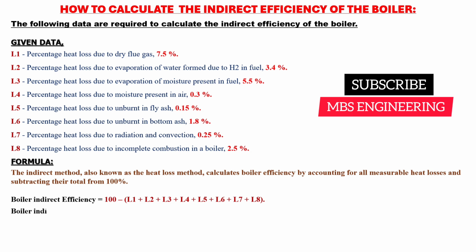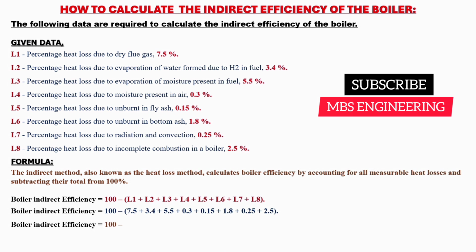Apply the given data to get the boiler indirect efficiency is equal to 100 minus sum of the given heat losses, 7.5 plus 3.4 plus 5.5 plus 0.3 plus 0.15 plus 1.8 plus 0.25 plus 2.5. Next, the boiler indirect efficiency is equal to 100 minus sum of heat losses, which is 21.4. Therefore, the boiler indirect efficiency is 78.6%.